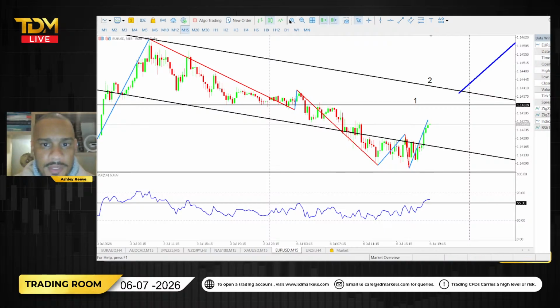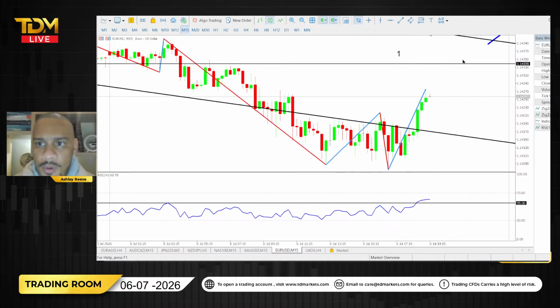Look how far we are from the striking zone. Look at that. Above the 1.14339. That is what I'm looking for.